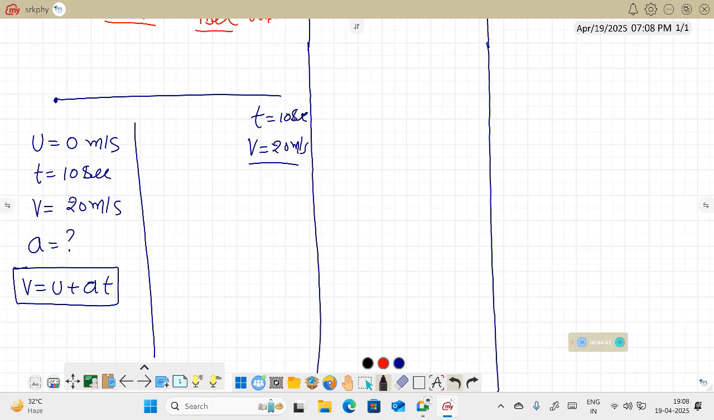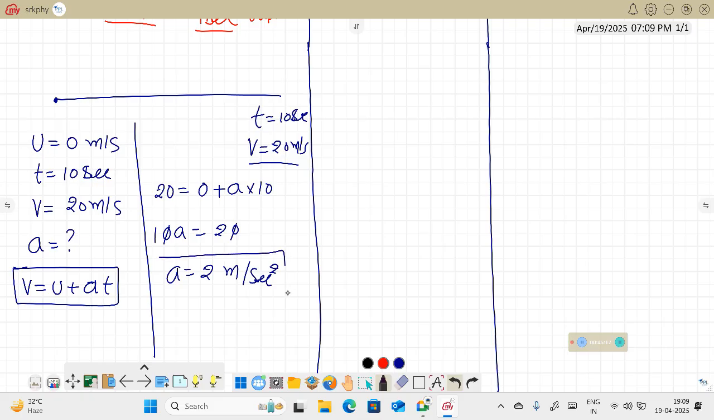Okay, sir. Now apply the values. What is V? 20. What is u? 0. So 20 equals 0 plus a times t. What is a? They're asking to find. What is t? 10 seconds. How much will you get? 10a is equal to 20, divided by 10, the 0 cancels, so a is equal to 2 meter per second square. Yes or no? Yes, sir. This is a basic model. Next problem.